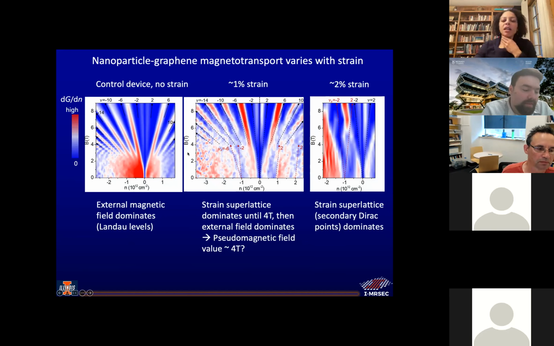So we're applying a perpendicular magnetic field. Okay. Do you mean perpendicular or in plane? Perpendicular, yes.